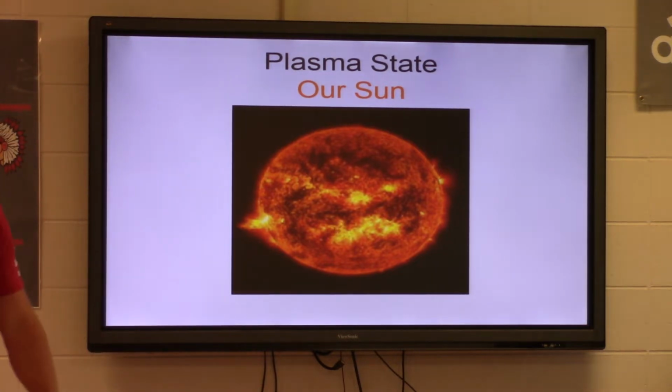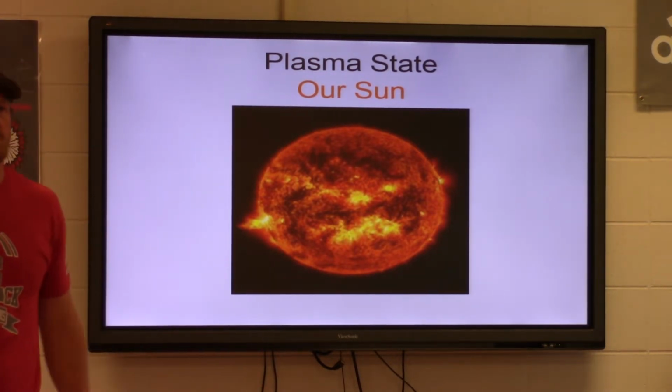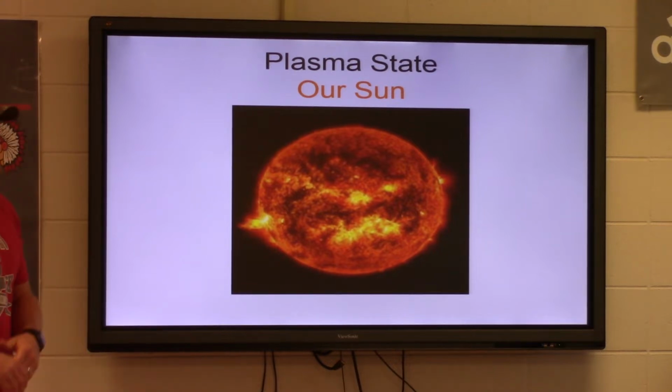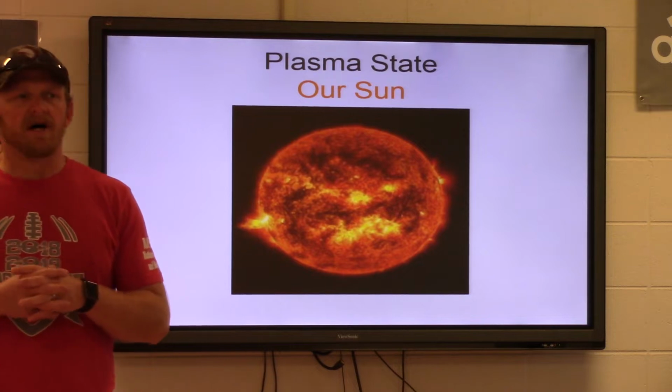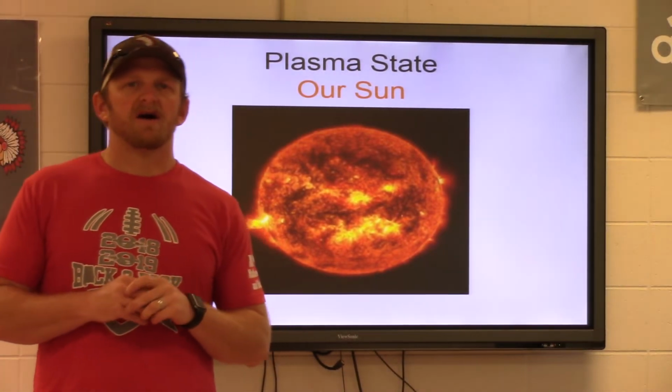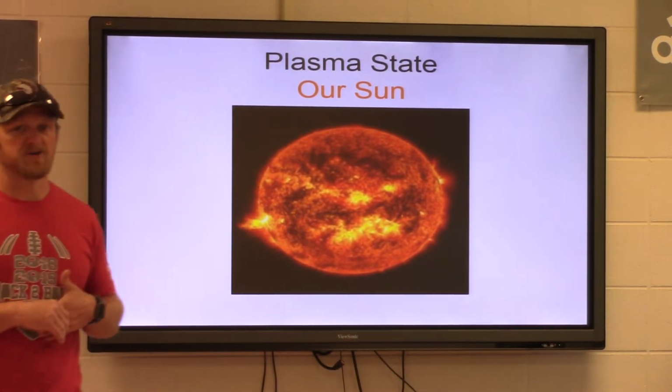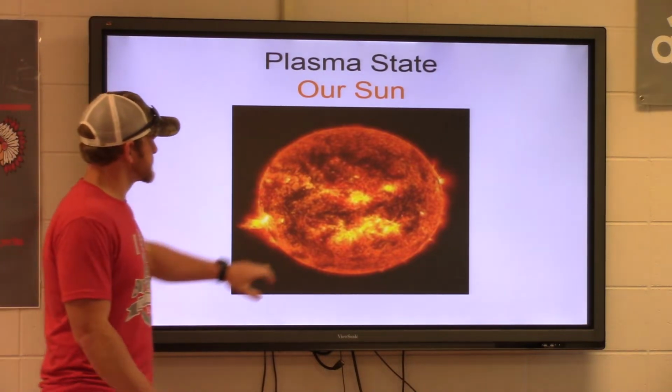But plasma, our sun is made up of nothing but plasma. Plasma is very hot, and you see it when you see pictures of our universe, these nebulas, all these pretty different colors of pictures that come from outer space. That is plasma that we're seeing.